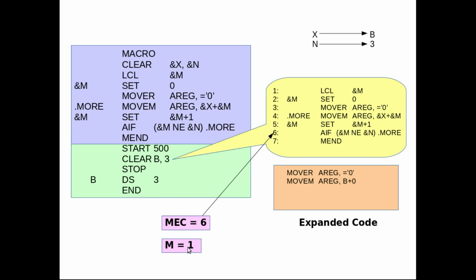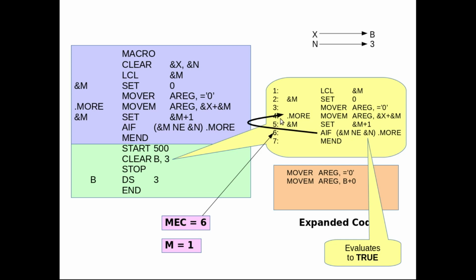So what is the value of m? The value of m is 1. What is the value of n? N is 3. Hence we can say that m is not equal to n, and hence this will be true. And since this evaluates to true, we will jump to the sequencing symbol more. And where is the sequencing symbol more? It is in statement number 4. So since this evaluated to true, we will go back to more.